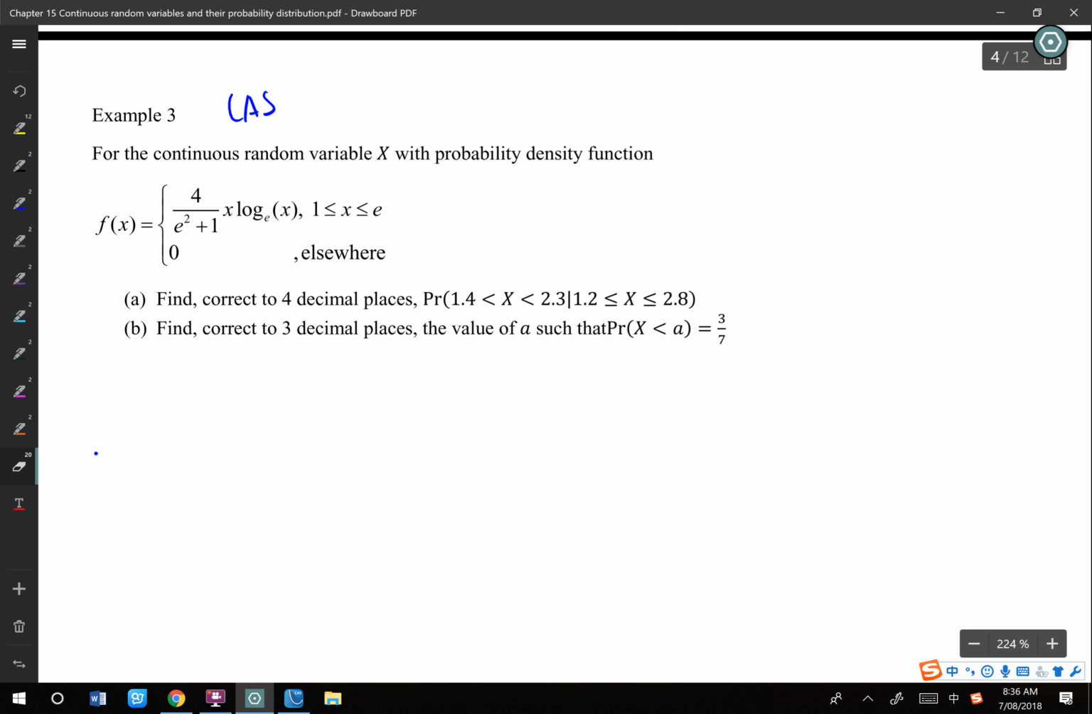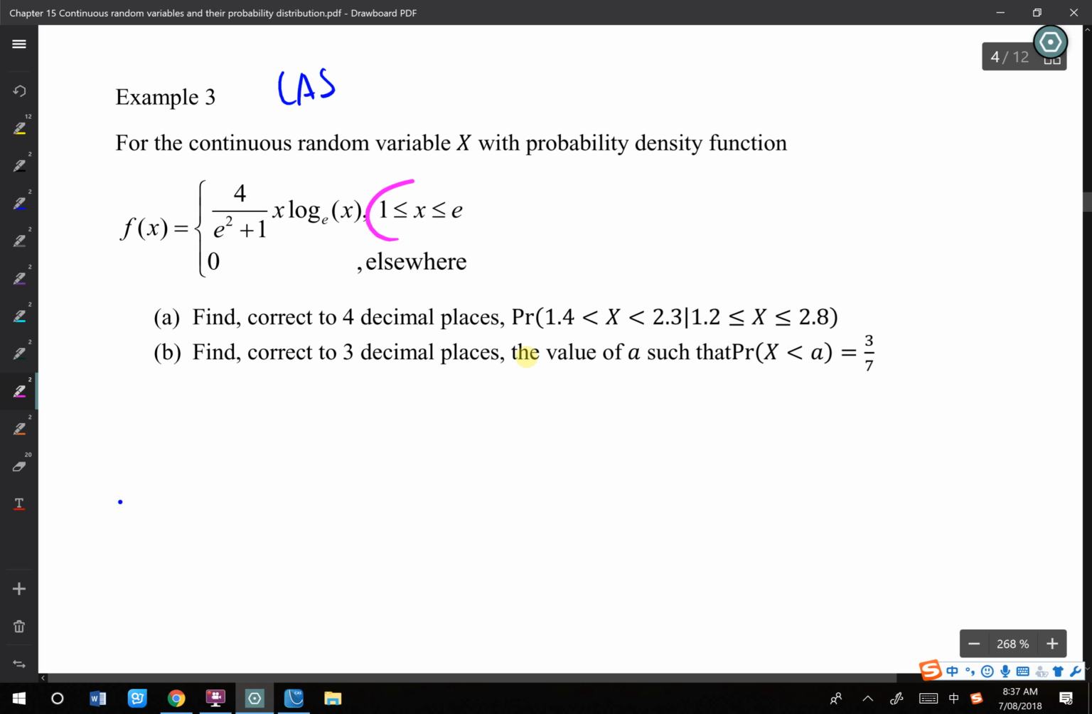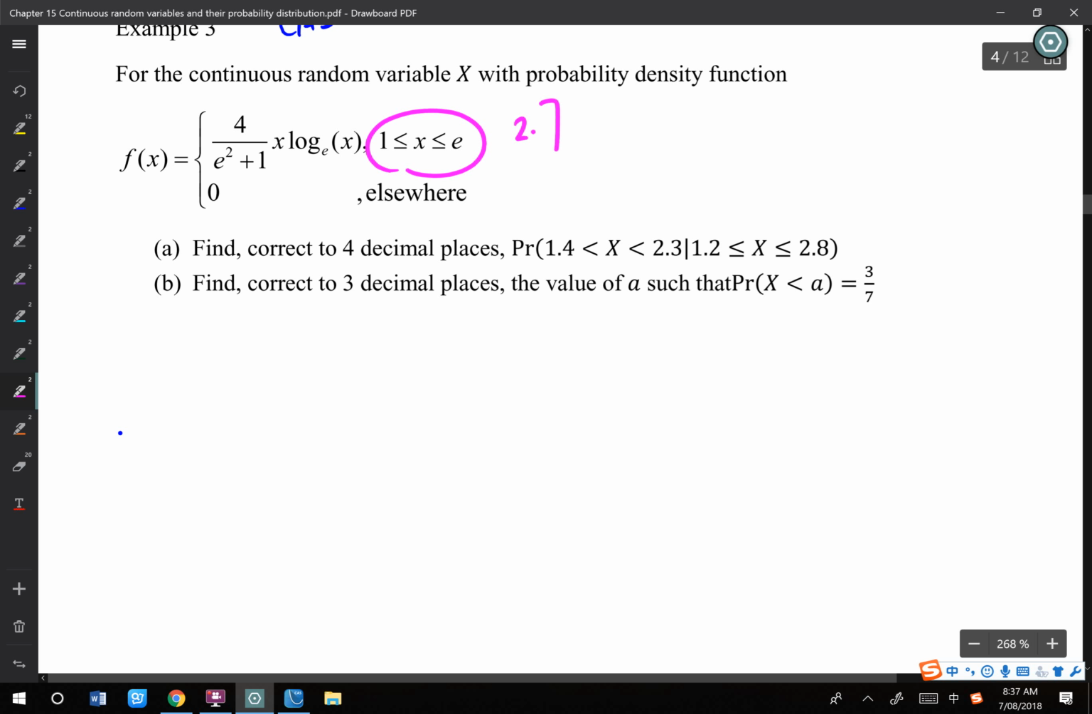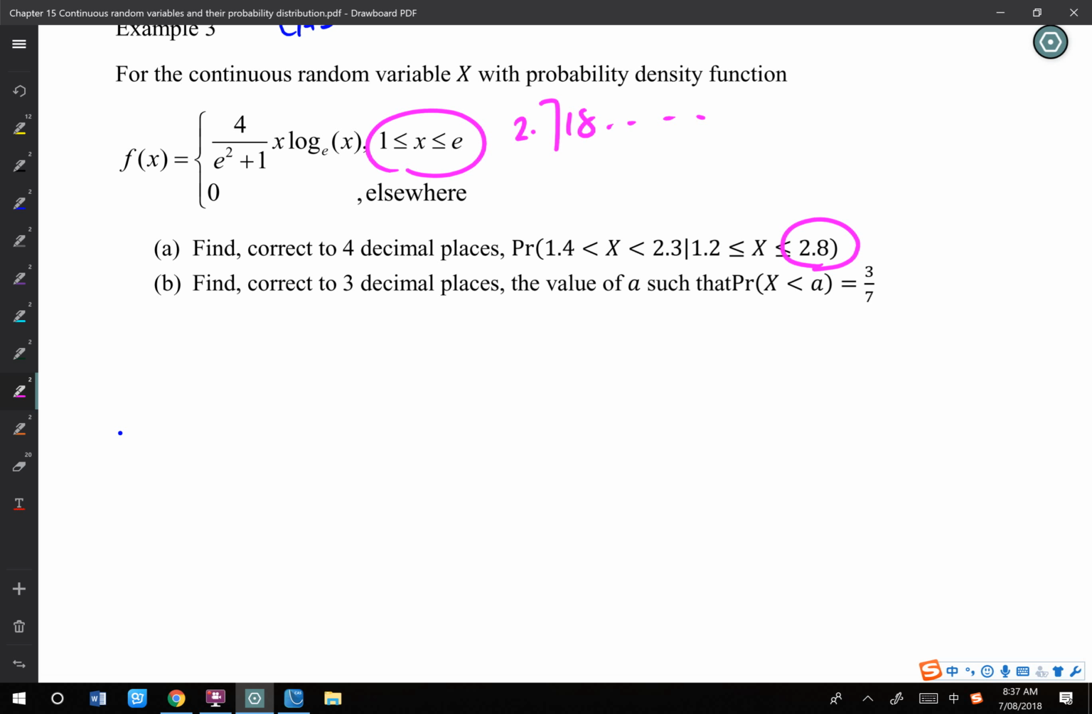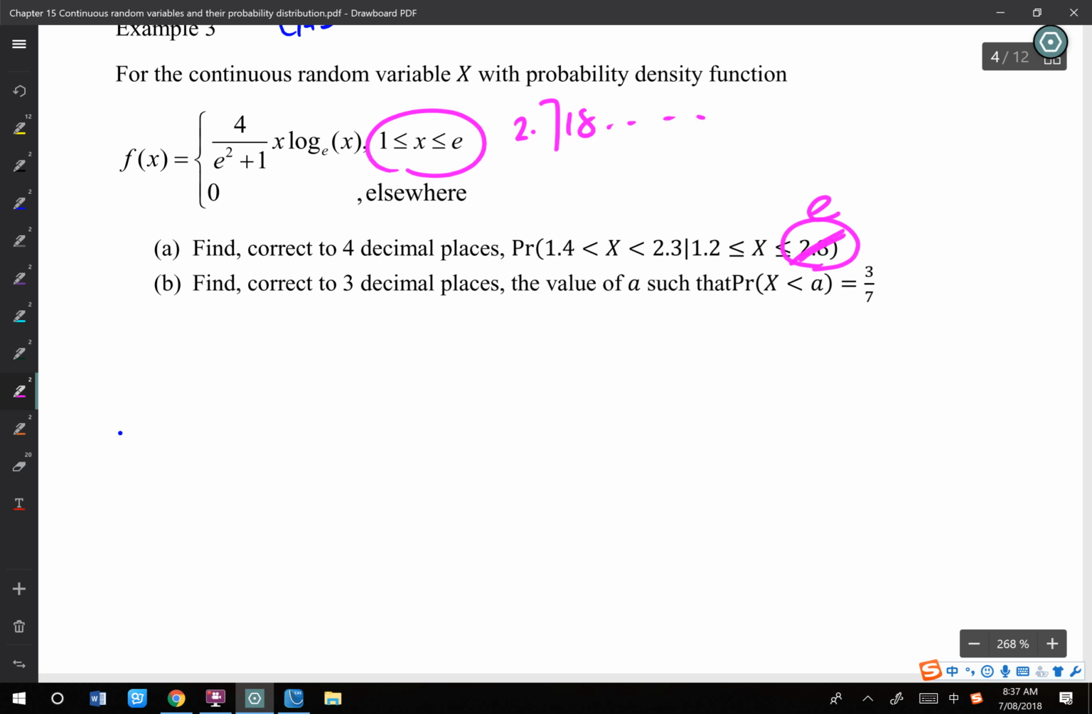For number 3, you need to be aware of your domain. This is the question that most of you did not do that well on, because the domain given to you is 1 to e, which is about 2.718, about 2.7. But look at this one, it gives you 2.8, up to 2.8, which is not correct. You need to change that to e. When you do your calculation, when you do integral values, you need to go from 1 to e, not to 2.7 or 2.8. If you go to 2.8, your value is definitely incorrect.